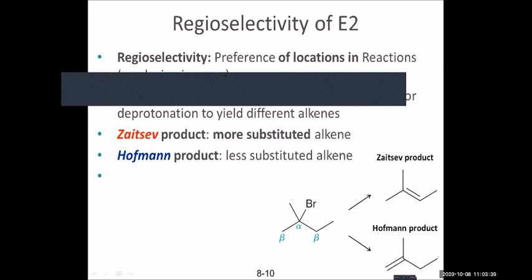And since it's slow, it easily gets distracted. There are several competing pathways. And so when you have several competing pathways, one pathway is more preferred than the other, give you the major product. And if one pathway is more than the others, happens in the several different locations, the preference of such location, we call it regioselectivity. Regio means the region. Which region is more preferred for the elimination to take place?